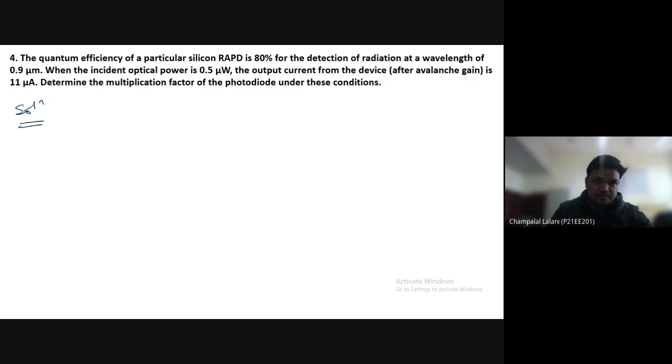Okay. So the question is, the quantum efficiency of a particular silicon APD is 80% for the detection of radiation at a wavelength of 0.9 micrometers. When the incident optical power is 0.5 microwatt, the output current from the device after avalanche gain is this much. You need to determine the multiplication factor of the photodiode under these conditions. So what you need to do? Can anyone answer?